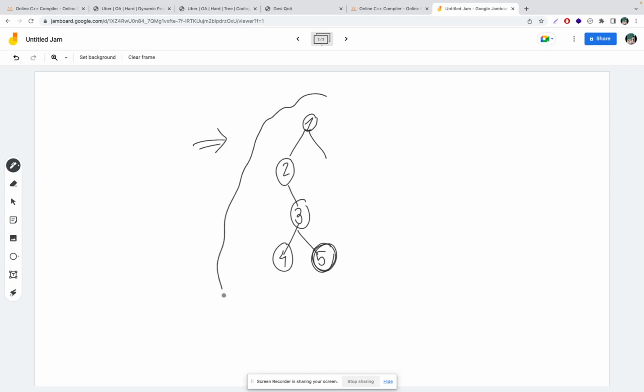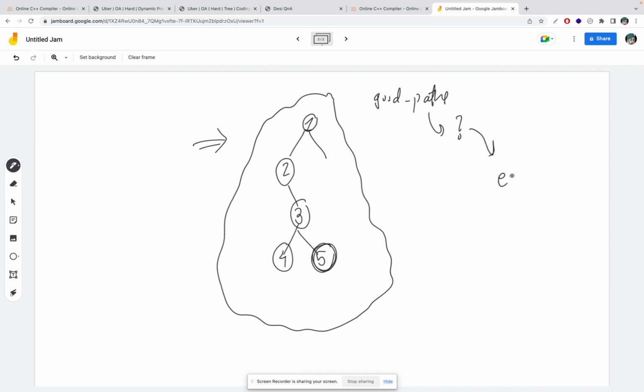They are saying find the number of good paths. Now let me say what is the meaning of a good path. A good path is nothing but a path which has exactly one prime number in it, exactly one prime number. That's it.